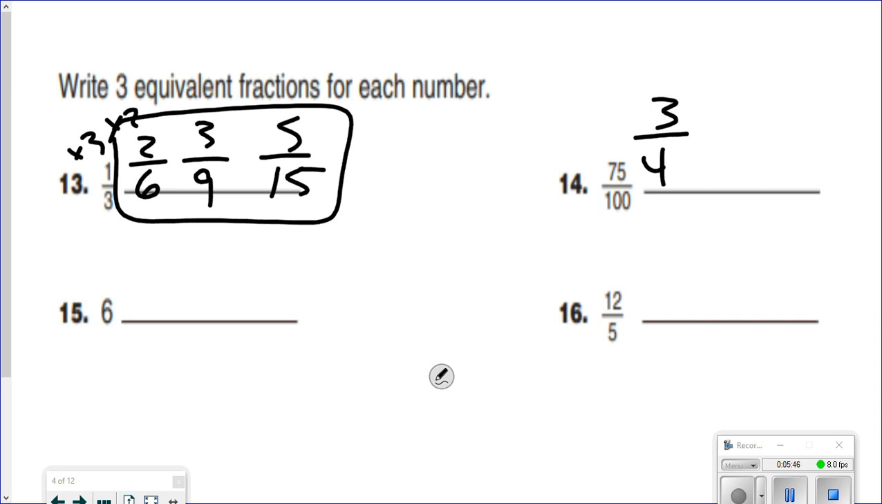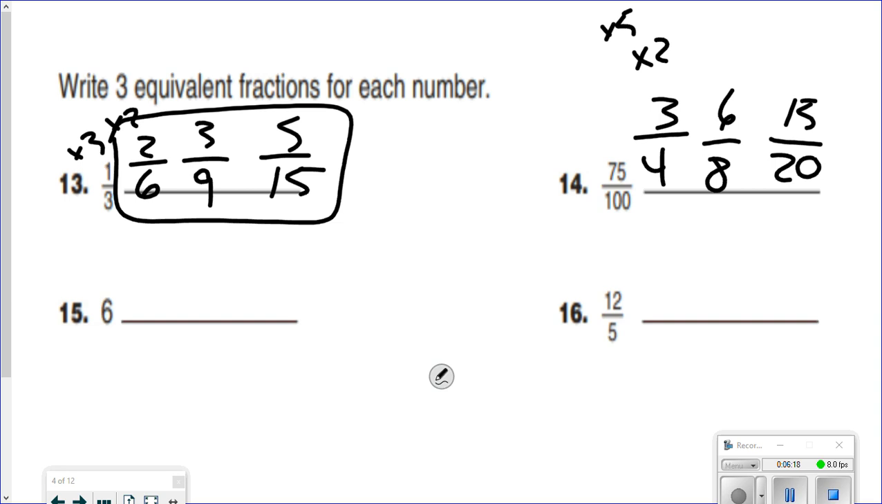Let's multiply this by 2. 3 times 2 is 6. 4 times 2 is 8. Did you know that 6/8 is equivalent to 75 over 100? It is, because they both equal 3/4. Let's take another one. Let's multiply 3/4 by 5. 5 times 3 is 15. 5 times 4 is 20. It's the same thing. 15 over 20 is equivalent to 75 over 100. They both equal 3/4.